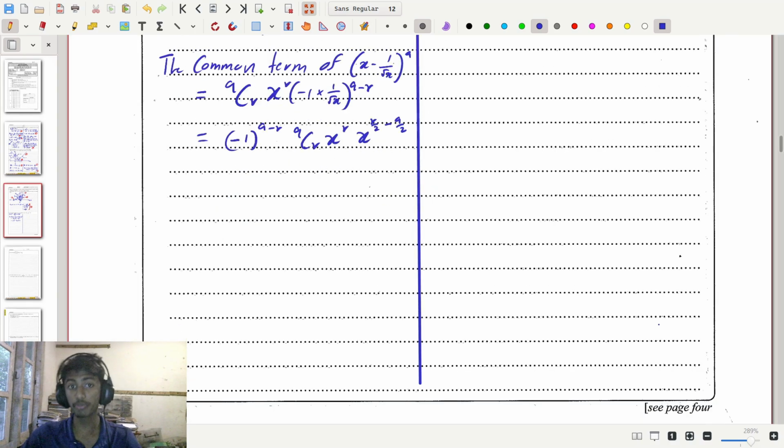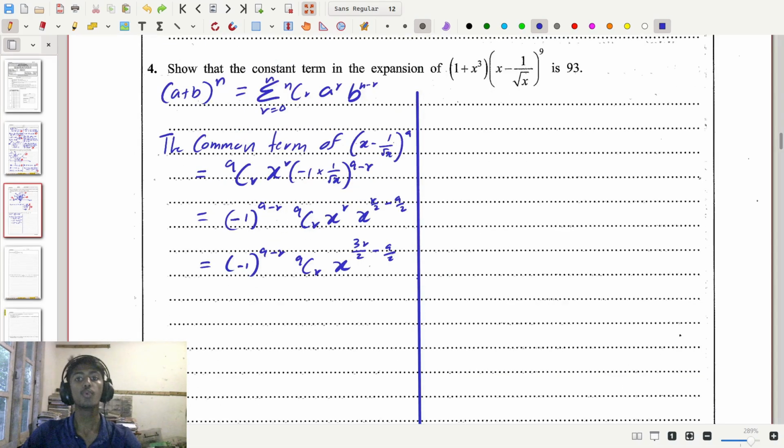Taking these two terms, when we multiply them together, their powers are added together, and therefore the final result here is going to be equal to negative 1 to the power of 9 minus r times 9 choose r times x to the power of 3r divided by 2 minus 9 divided by 2, because if you add these two together, r plus r divided by 2 is 3r over 2. So now we have this expression right here. Considering that, we need to then multiply that expression by 1 plus x cubed, and then we want to find the x to the power of 0 terms that may result from that.